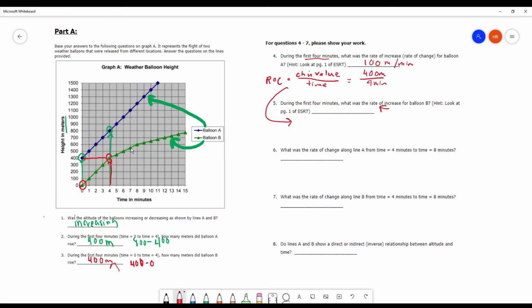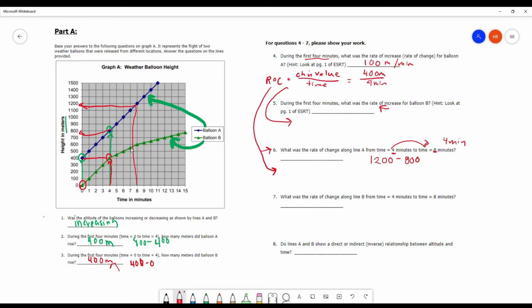All right, now for part number 6, you're going to have to do those steps all together. So we're still using the same rate of change equation. How much did it change by from 4 minutes to 8 minutes? Well, at 4 minutes it was at 800 for A, and at 8 minutes it was at 1,200. So you're going to have to do 1,200 minus 800. And how many minutes is that from 4 to 8? That's going to be 4 minutes. I think you can solve this one on your own too.